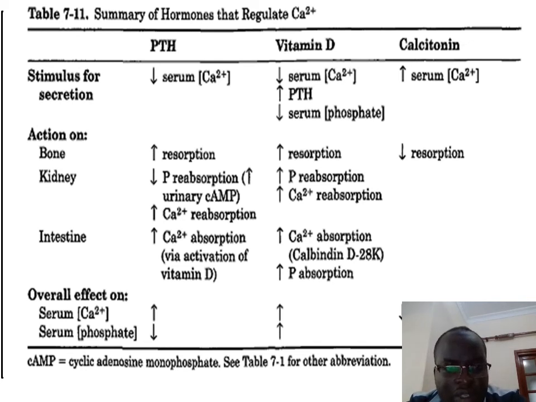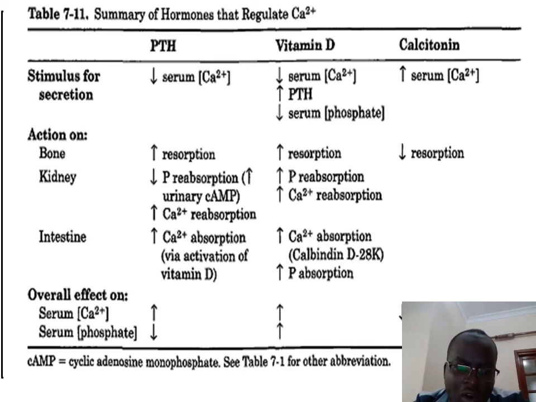This diagram here is summarizing all the hormones that will have an effect on calcium metabolism. The summary of hormones that regulate calcium. So we have a number of hormones: parathyroid hormone, vitamin D, the active form of vitamin D, which is 1,25-dihydrocholecalciferol, and calcitonin. So it's just a summary of what we've already discussed. What is the stimulus for secretion of this hormone? The stimulus for parathyroid hormone is a decrease in the serum calcium concentration. If there is a decrease in the serum calcium concentration, parathyroid hormone will be secreted.